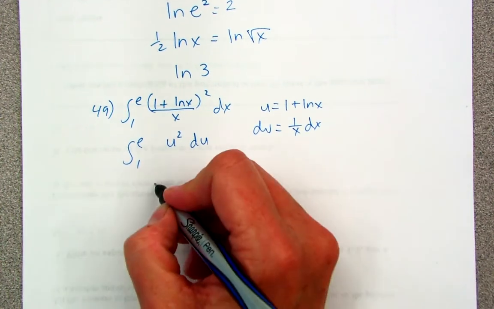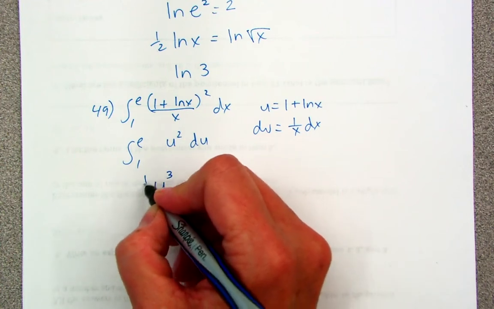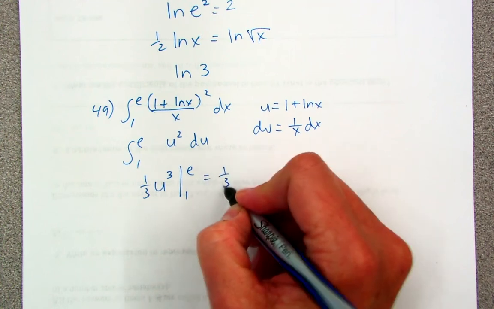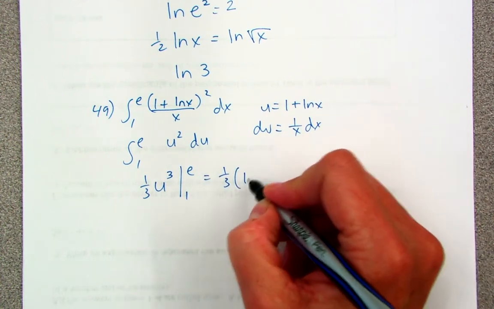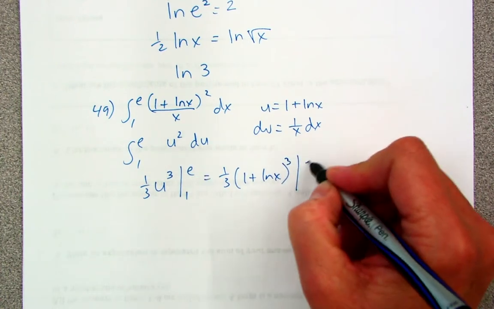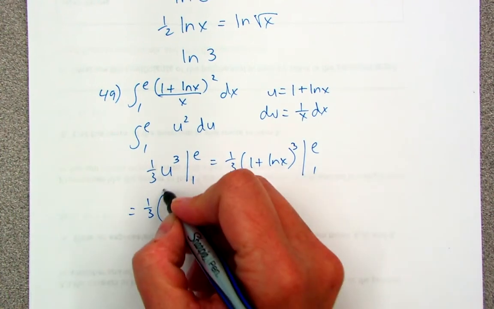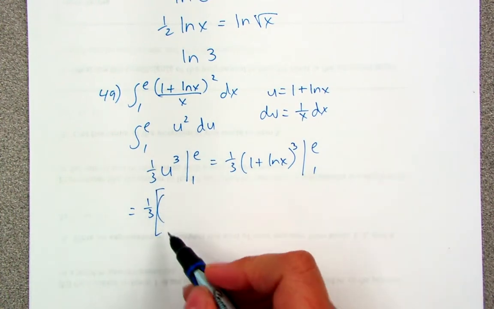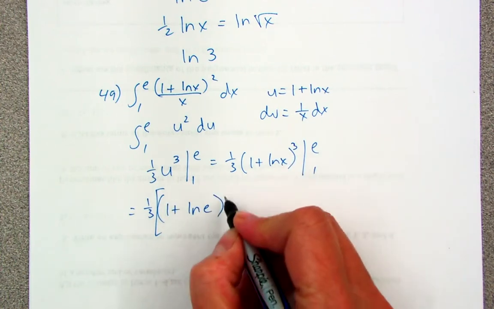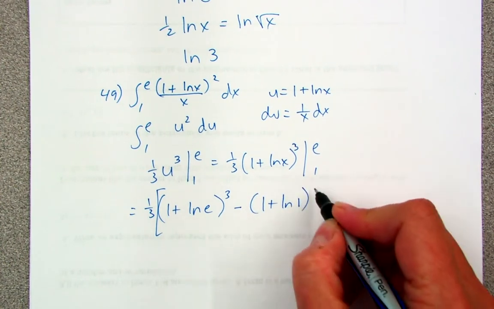So now I can go ahead and I can evaluate that. When I do integration, I increase it by 3, divide it by 3, which is 1/3, and that's from e to 1. Except I need to go ahead and replace that u first, and that's 1 plus natural log of x, and that's to the 3rd power, right, from e to 1. So what is that? 1/3. So I'm going to put a square bracket and put a parenthesis so I can put in e first. 1 plus natural log of e cubed minus 1 plus natural log 1, right?